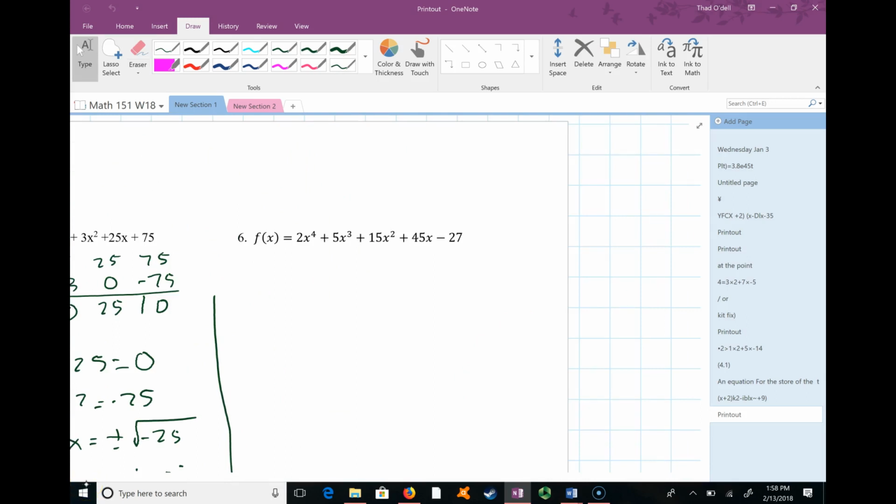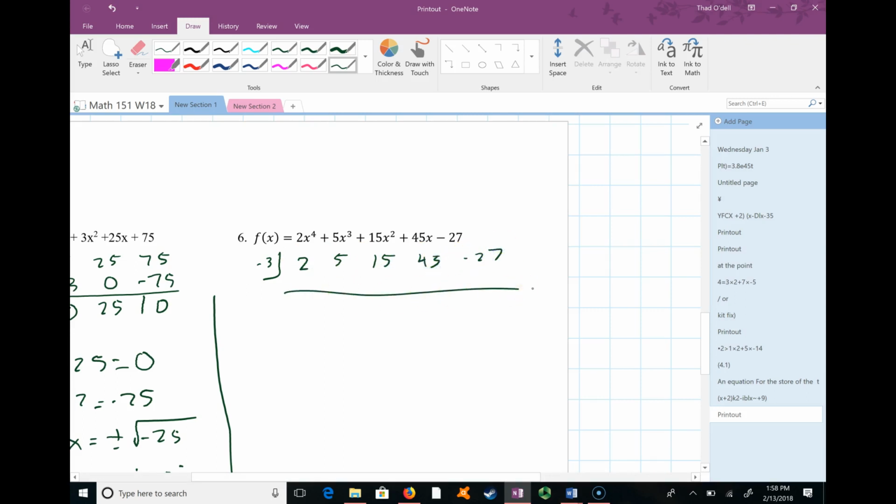Okay, here's a fourth degree polynomial, and I'm going to try to find the roots. When I graph it on my graphing calculator, it looks like it's crossing at -3, so I'm going to go ahead and try -3. It also looks like it's crossing between 0 and 1, which might be 1/2 or 1/3 or something, so I'll check that out in a minute. But start with -3, and I put a 2, a 5, a 15, a 45, and a -27.